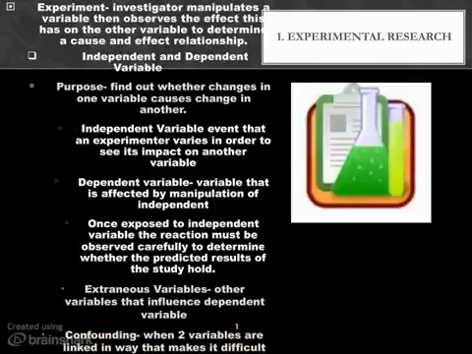Then you also have what are called confounding variables. Confounding variables are different types of other factors that could link together with the other variables and could cause a different kind of effect.